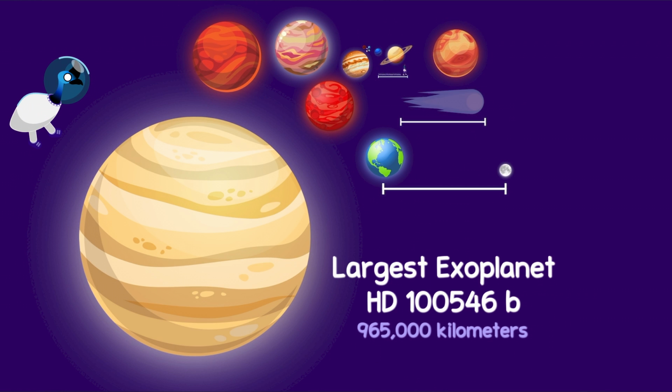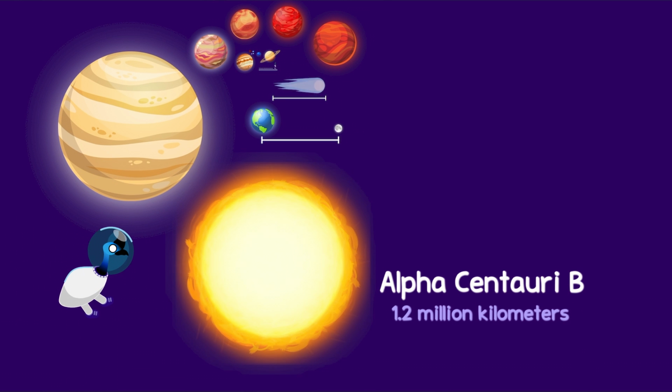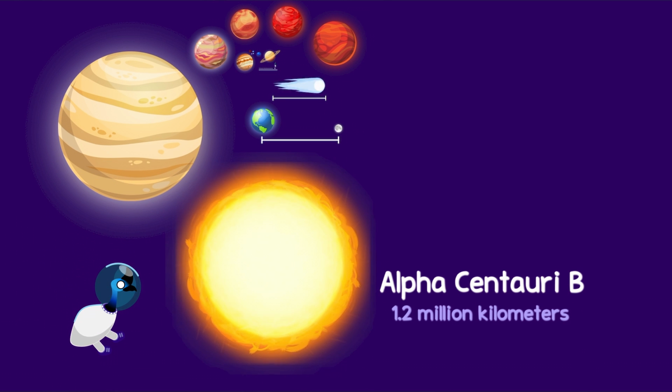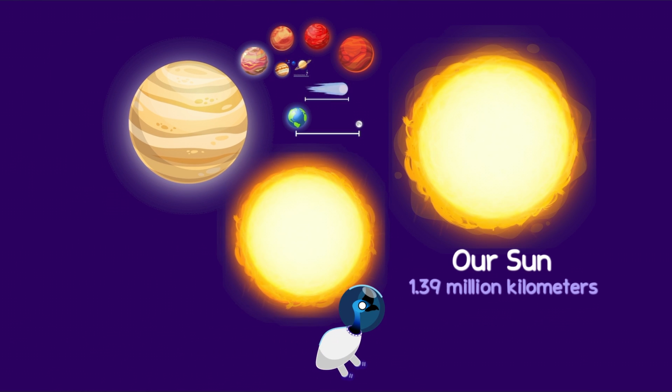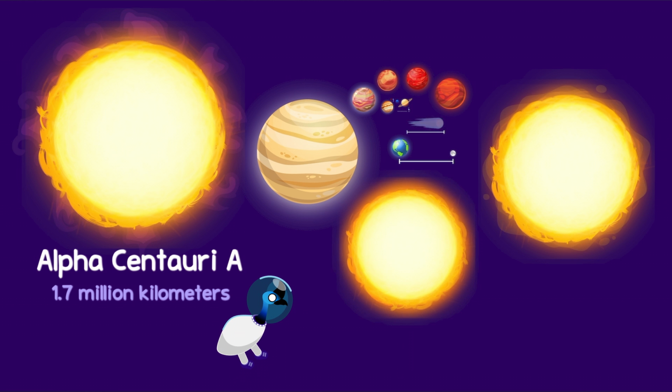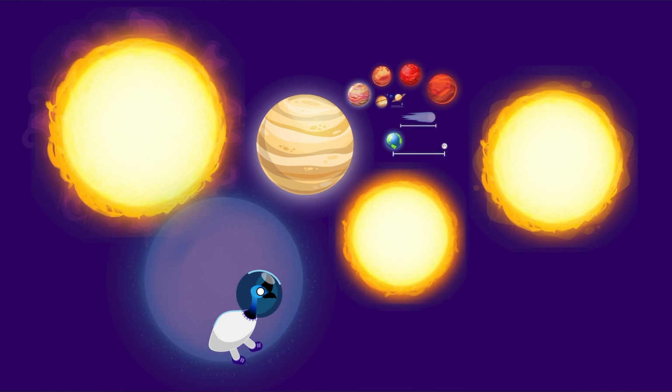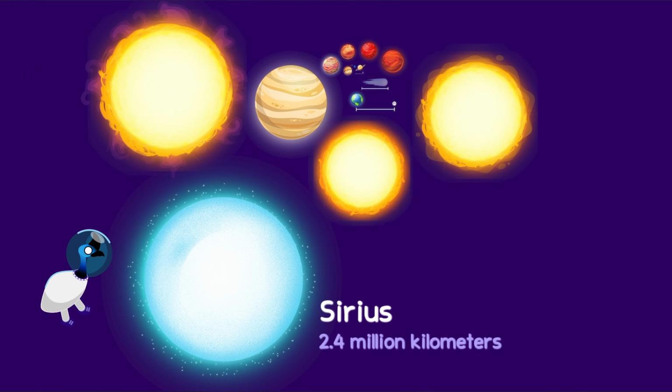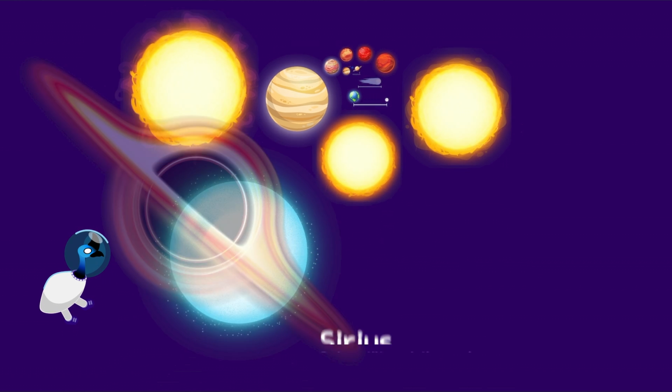Largest exoplanet, HD 100546b, 965,000 kilometers. Alpha Centauri B, 1.2 million kilometers, a star that's a bit smaller than our Sun. This is our Sun, 1.39 million kilometers. Alpha Centauri A, 1.7 million kilometers, a yellow star similar to our Sun. Sirius, 2.4 million kilometers, the brightest blue-white star in the night sky.